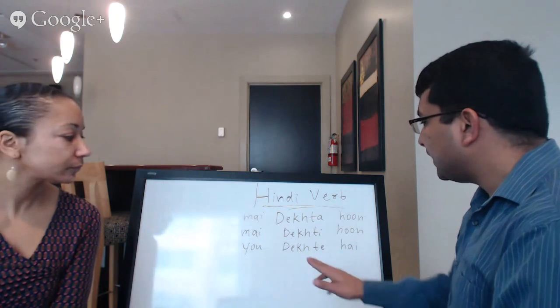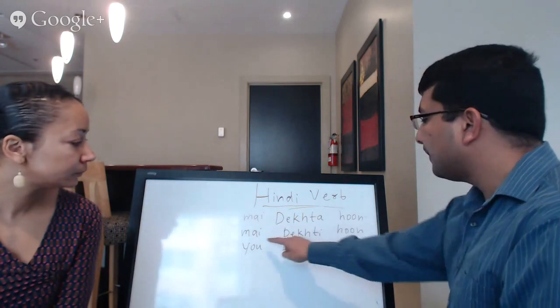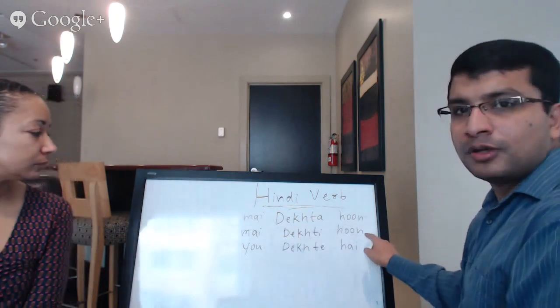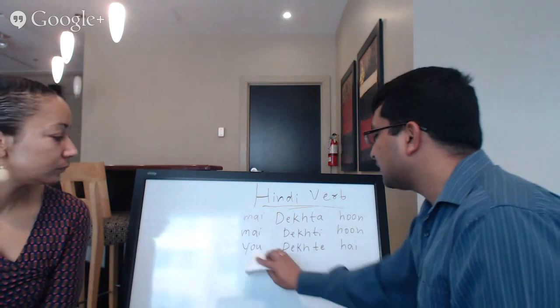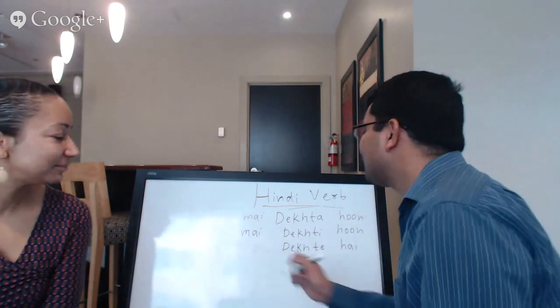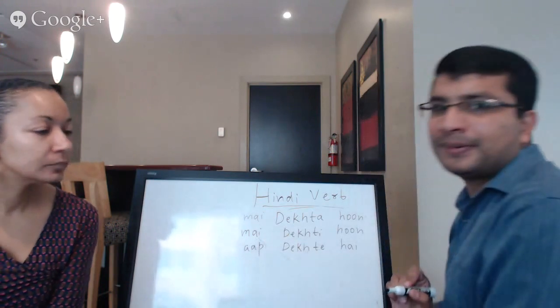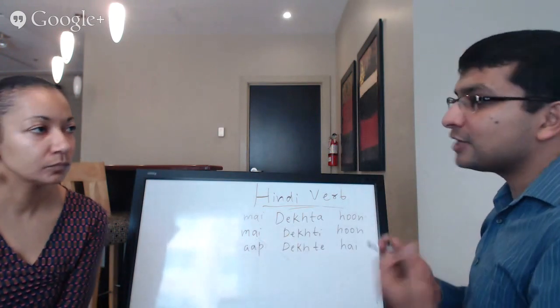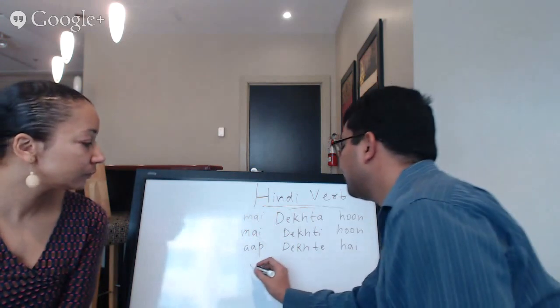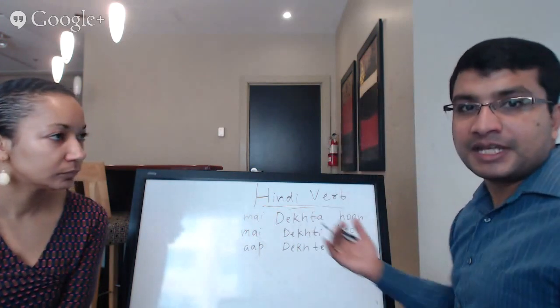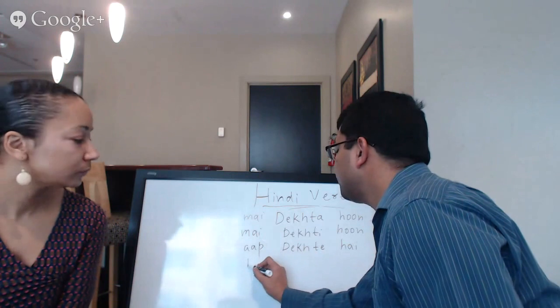Okay. So pay attention. मैं देखता हूँ. मैं देखती हूँ. For you it's, sorry, I wrote it in English. It's आप. आप देखते हैं. And let's say the next one is हम. Okay, हम is we, us. Right? So we watch something.